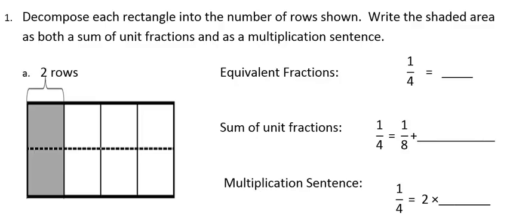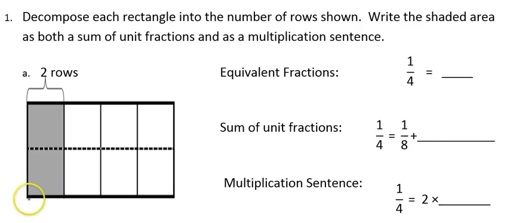This tutorial is for 4th grade, Module 5, Lesson 5. The directions say decompose each rectangle into the number of rows shown. Write the shaded area as both a sum of unit fractions and a multiplication sentence. This first problem has been started for us.